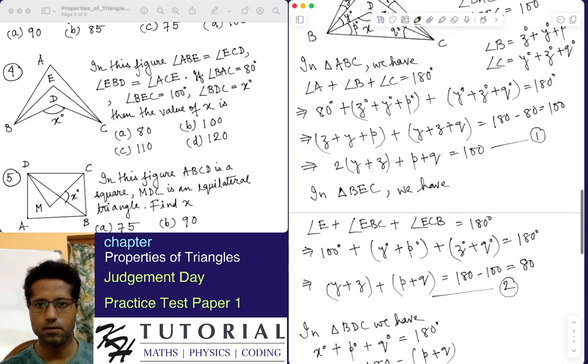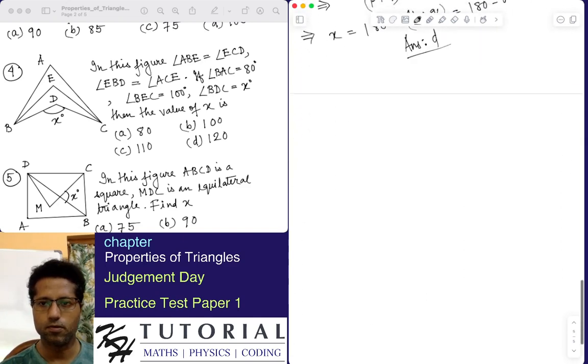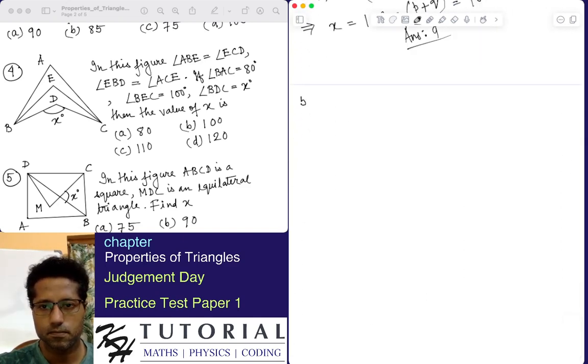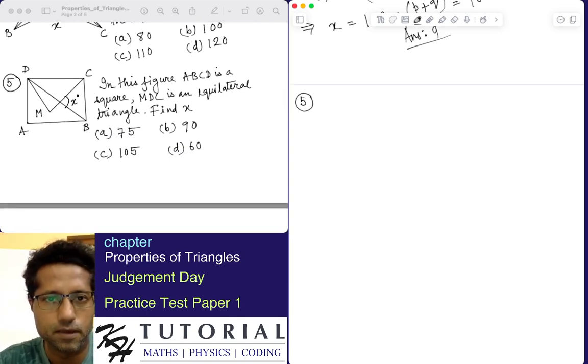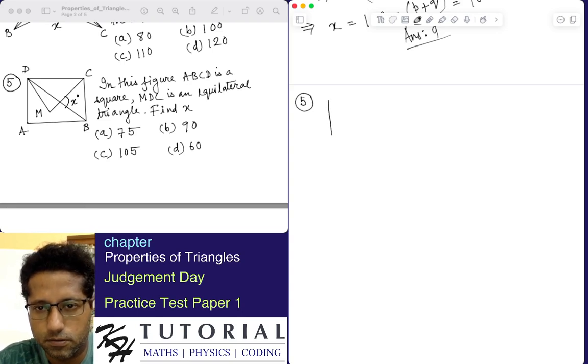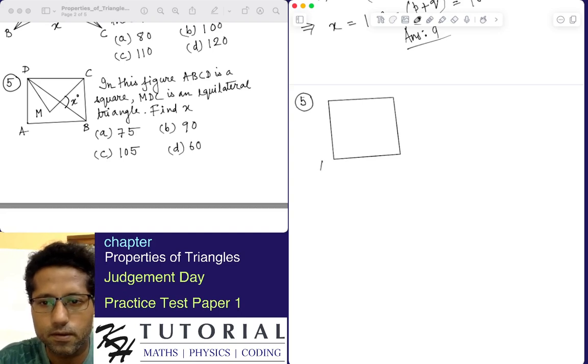This was problem number 4. Okay, let's do problem number 5. Problem number 5 says a figure is given. In this figure, ABCD is a square. It's a square, meaning all sides are equal, and all the corners or angles are 90 degree. So let's try to roughly draw the square ABCD. We have A, B, C, D.